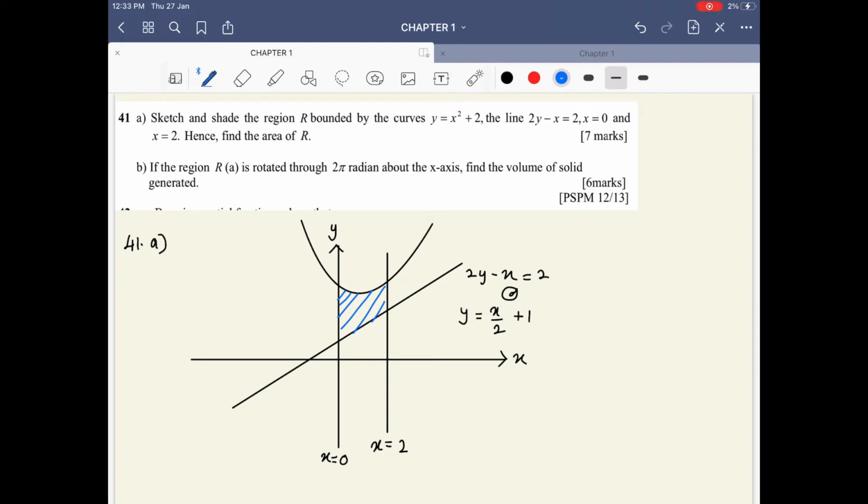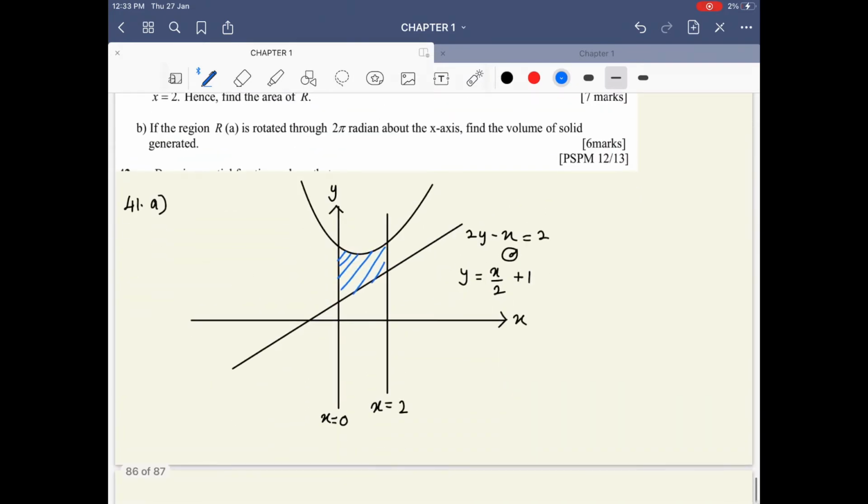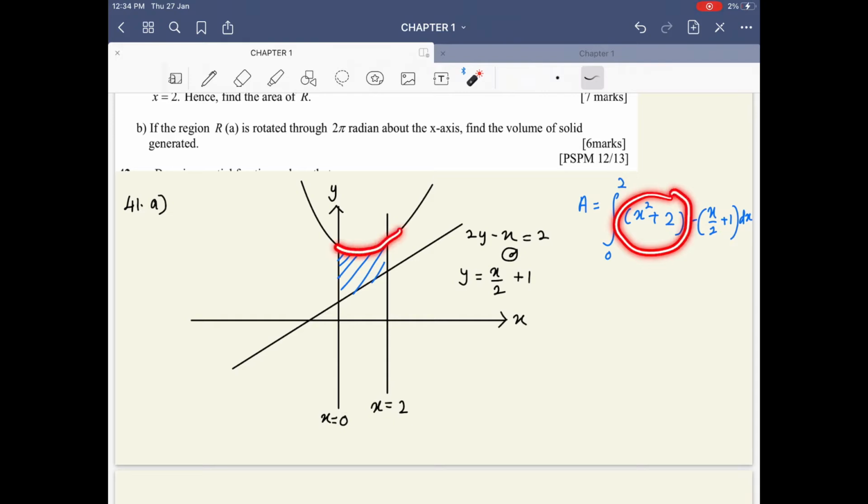So, yeah, we put blue color in there, and then now we're going to integrate in order to find the area of the blue region. So A is equal to the integration from 0 to 2 of x squared plus 2 minus x over 2 plus 1. Okay, so in this case we put the curve minus the straight line, because the curve is above the straight line, as you can see here. All right, so now we're going to proceed with the integration.